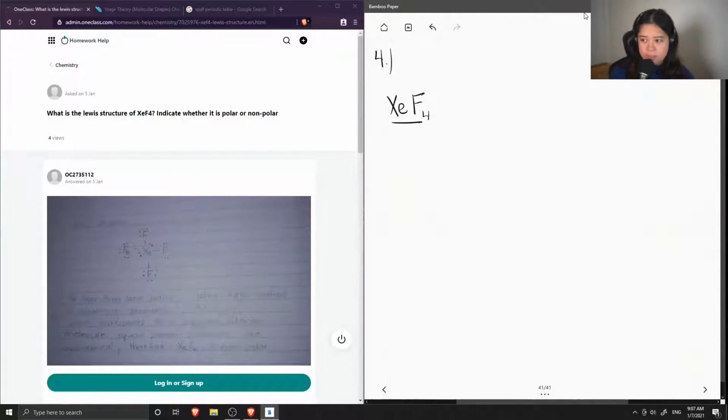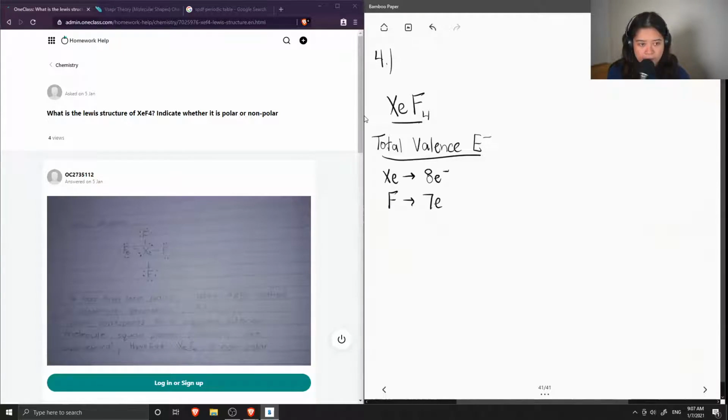So to find out the Lewis structure, I'm first going to calculate the total number of valence electrons in the molecule. So the xenon atom has 8 valence electrons, and a fluorine atom contains 7. And since there are 4 fluorines, we multiply that by 4. And if we add it all up, we should get 36 valence electrons.